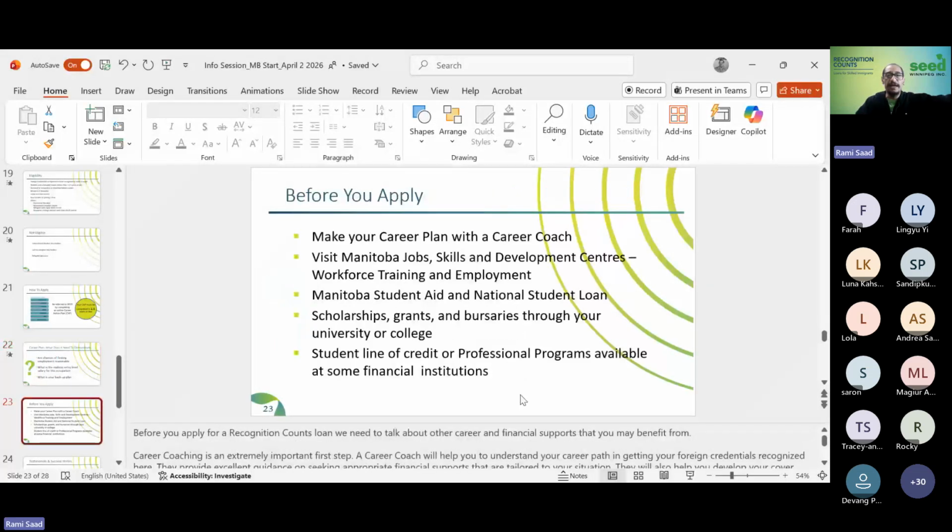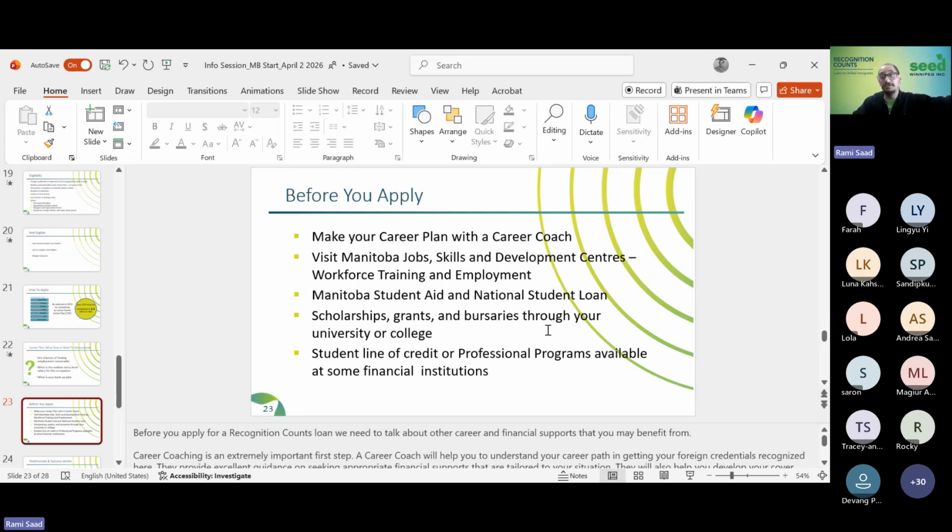Before you apply, we always say make sure that you sit and have a proper career plan with a career coach. Visit Manitoba Jobs, Skills and Development Centers, workforce training and employment to make sure that your jobs and skills are needed here. Check if you are eligible for any student aid or national student loan that might offer even a lower interest rate, for example, or extra flexibility. Check if you can get a scholarship, grants, or bursaries. That would be better than having a loan.